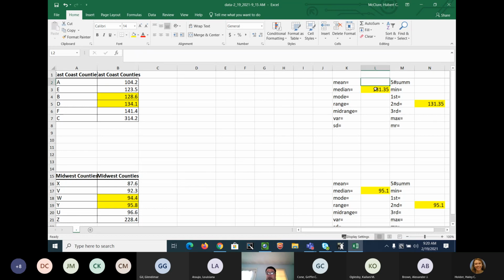All right, let's do the mean. And that's going to be equal to all these added up, divided by 6. All these added up, divided by 6.